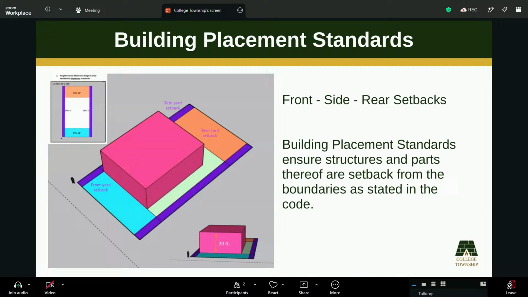Building placement, we will talk a lot about front yard setbacks, rear yard setbacks, side yard setbacks. This is just showing you the placement of a building on a lot based off of those types of setbacks. I think everybody's probably familiar with those, and they're pretty self-explanatory.